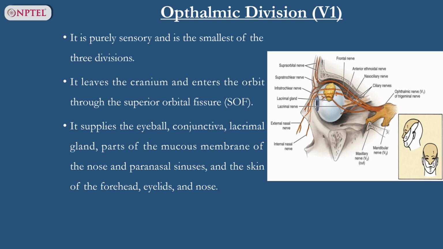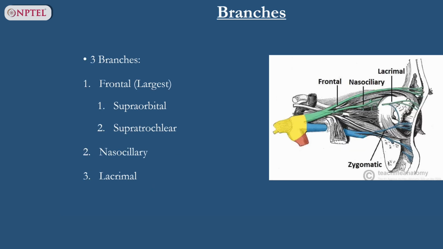The ophthalmic division is purely sensory and it is the smallest of the 3 divisions. This leaves the cranial cavity and enters the orbit through the superior orbital fissure. It supplies the eyeball, the conjunctiva, the lacrimal gland, parts of the mucous membrane of the nose and paranasal sinuses, and also the skin of the forehead, eyelid and nose. There are 3 branches of the ophthalmic division: the frontal, the largest one, the nasociliary and the lacrimal.